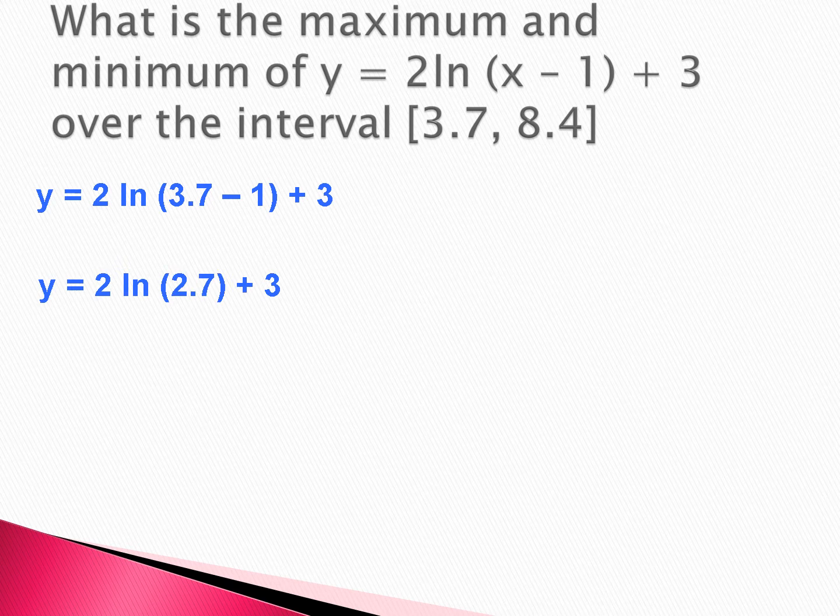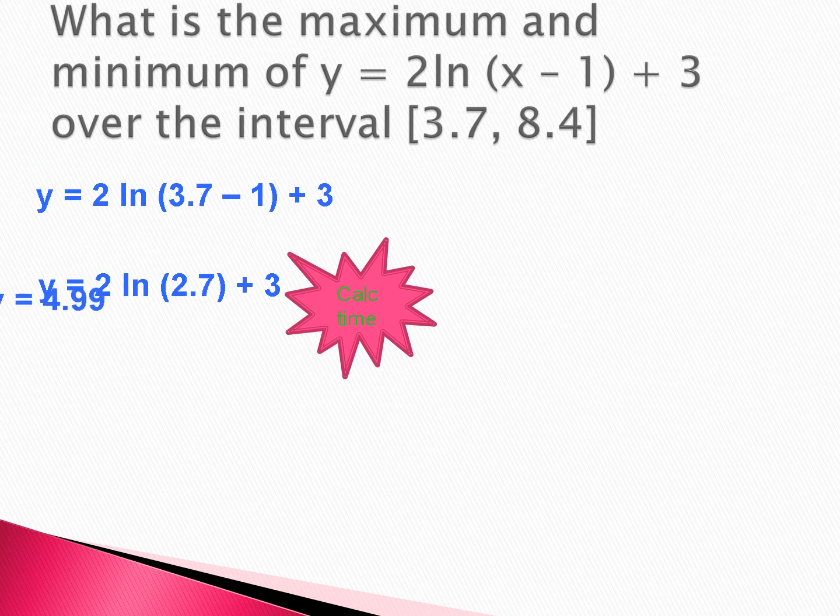Now, at this point, you can jump into your calculator. It's calculator time. You'll enter it just like it looks: 2 ln, you don't even need a multiplication sign between 2 and ln, the calculator knows. So 2 ln, open parentheses, 2.7, close parentheses, plus 3. Those parentheses are so important. When I do that, I get 4.99.